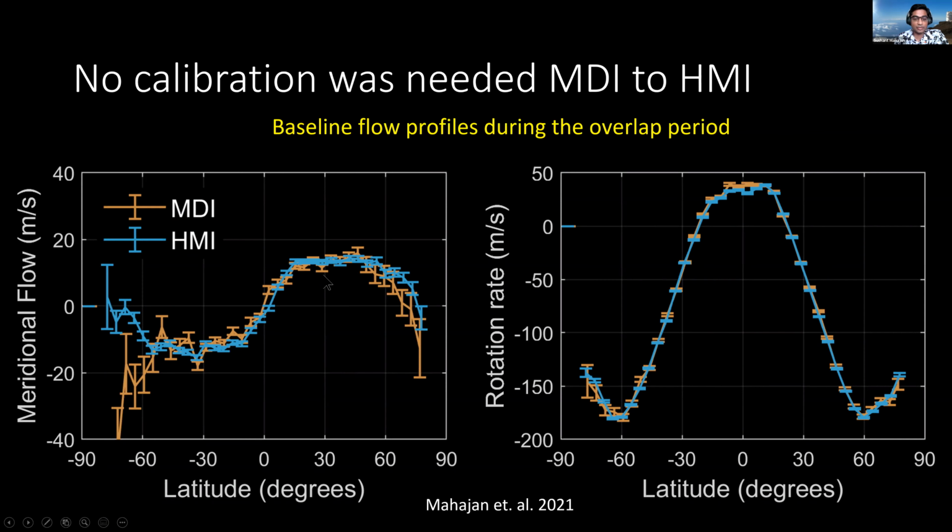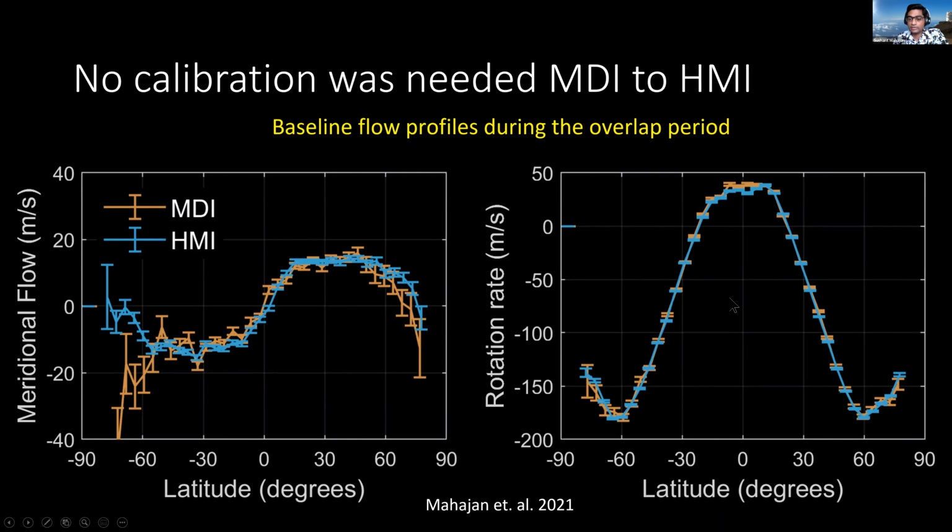I would trust HMI measurements at higher latitudes because it's the higher resolution instrument. So at high latitudes, there are significant differences, but at latitudes where you can trust both instruments, they pretty much agree with each other, and you don't need to cross calibrate because most of the differences between the instruments were automatically and fortunately captured by the center to limb effect.